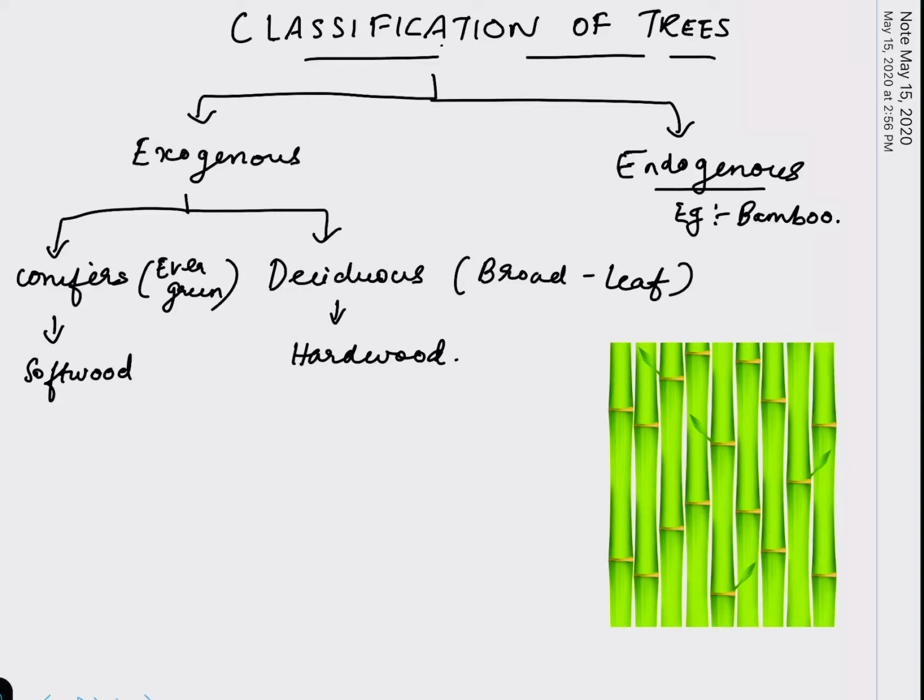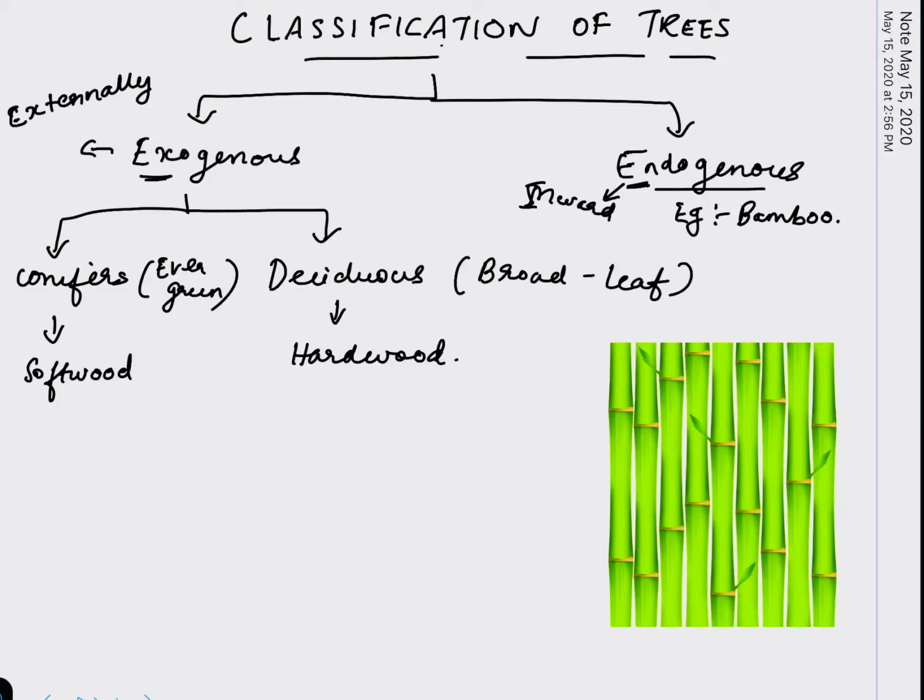Let us study about classification of trees. Trees are basically classified into exogenous and endogenous. As the name suggests, exogenous means growing externally. Their fibers are growing outward, and endogenous means their fibers are growing inward. Okay, here the fibers are growing inward.